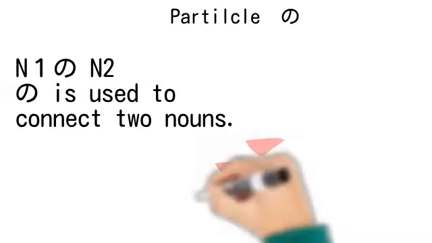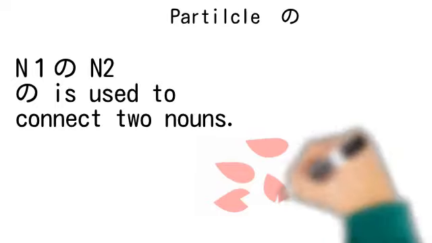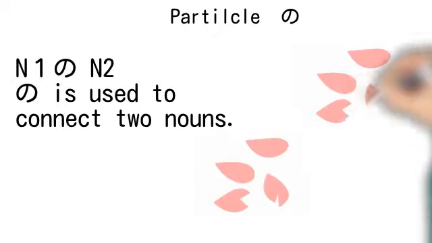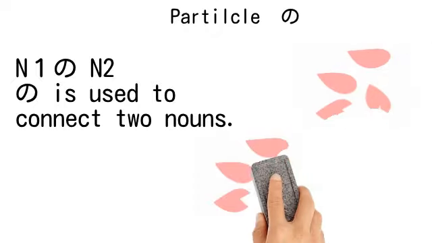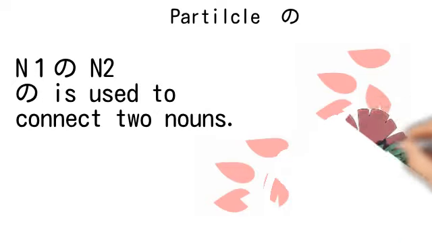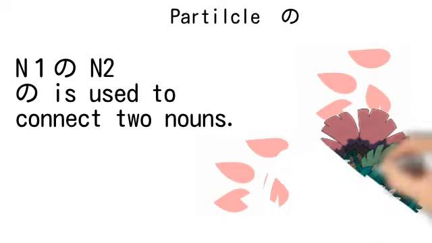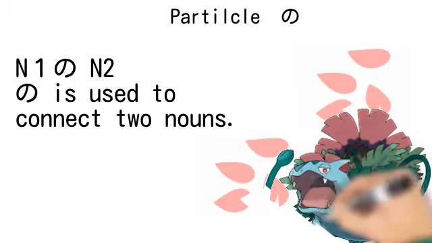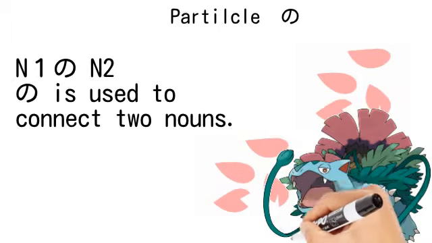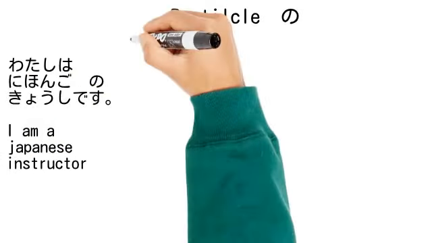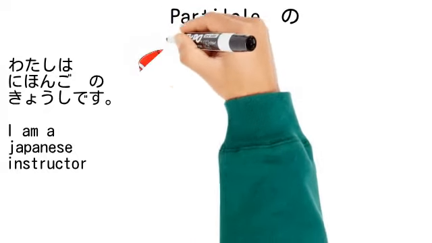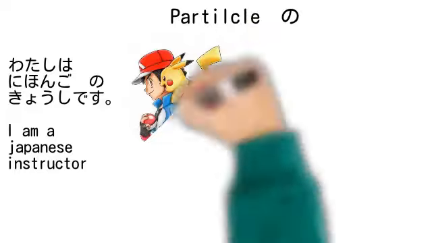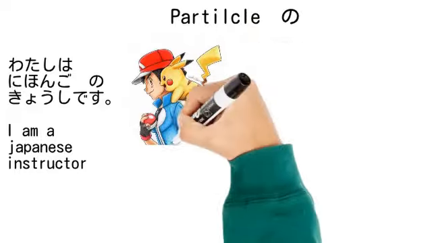Then no is to connect two nouns that we have. Like saying watashi no namae wa, then nani nani desu. In this example, we have watashi wa nihongo no kyoshi desu. So we have two nouns here, nihongo and kyoshi, and we're combining them into one.